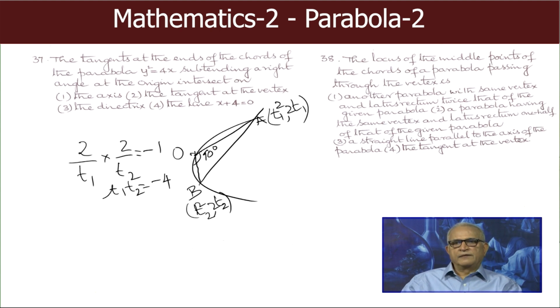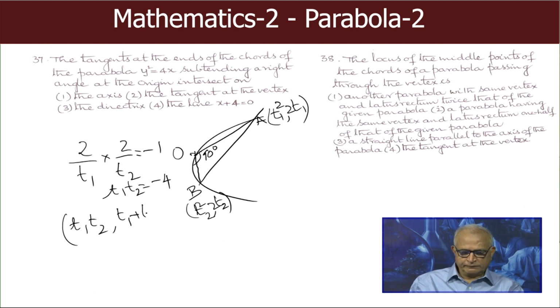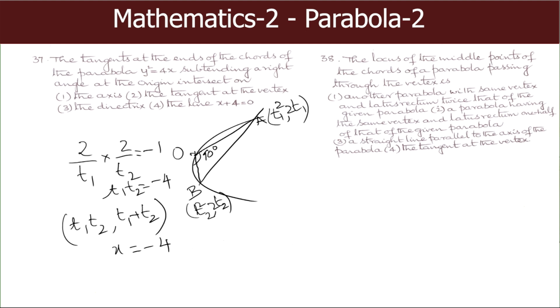Okay. And what is the point at the end? He is asking for the point of intersection of the tangents drawn to the parabola at A and B. The formula for the point of intersection of the tangents drawn to the parabola at T1 and T2 is (a T1 T2, a into T1 plus T2). a is 1 here. This is the point where the tangents drawn to the parabola at A and B meet each other. But T1 T2 is minus 4. So, the x coordinate of the point of intersection is minus 4. So, no matter what y is, the point always lies on the straight line x equal to minus 4, or x plus 4 equal to 0.